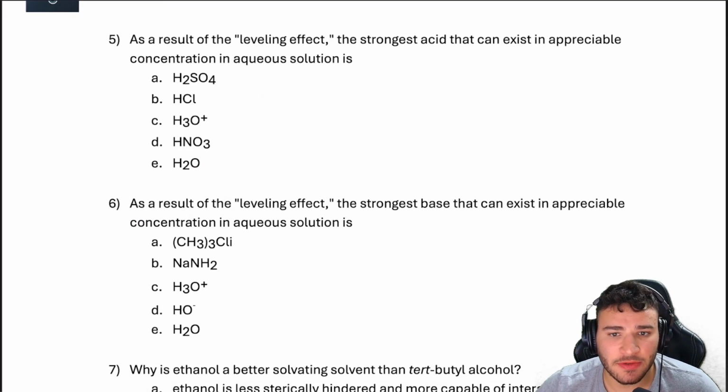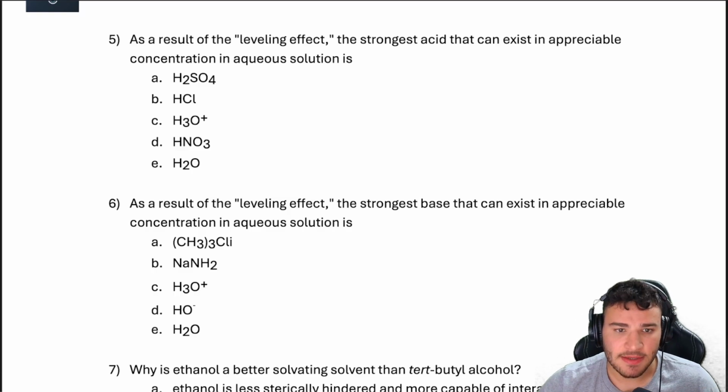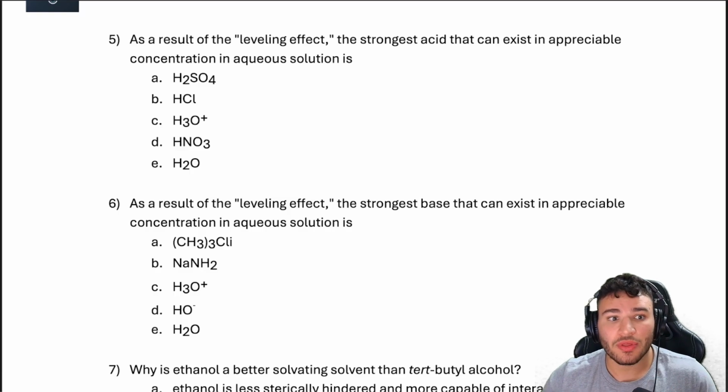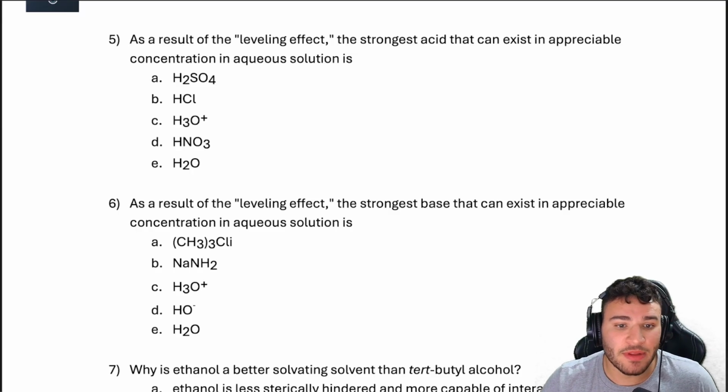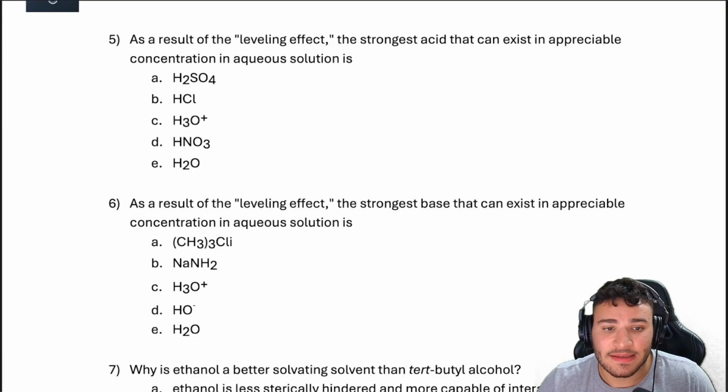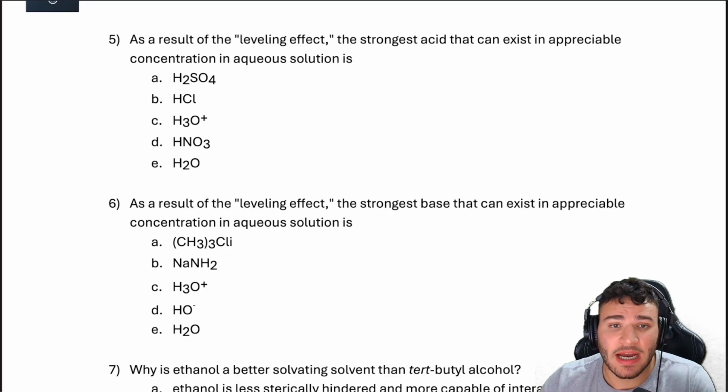Now, question 5 says, as a result of the leveling effect, the strongest acid that can exist in appreciable concentration in aqueous solutions is... Now, this is exactly the issue that the leveling effect brings up with acids and bases. The leveling effect states that the acidity of a strong acid and basicity of a strong base is actually limited by its environment. H2SO4, in theory, wants to donate all of its protons, right? Not all of those H's, but the first H. So same thing with HCl and HNO3. They're all strong acids. The problem is that water, H2O, can also accept that proton and become H3O+.